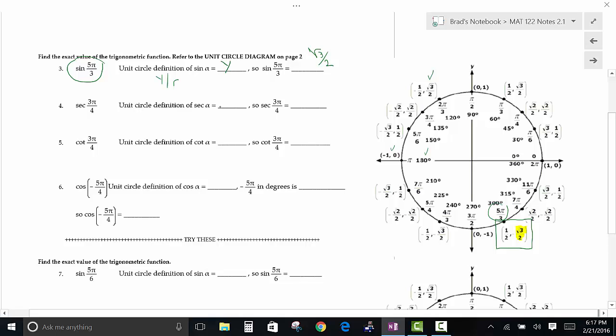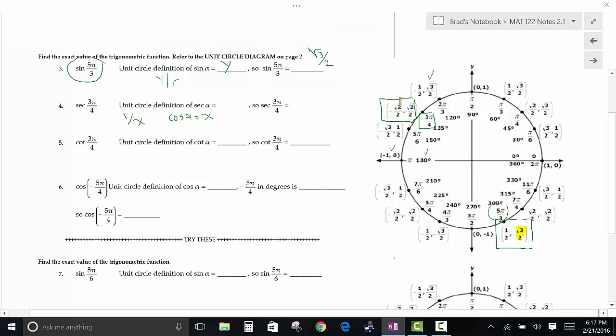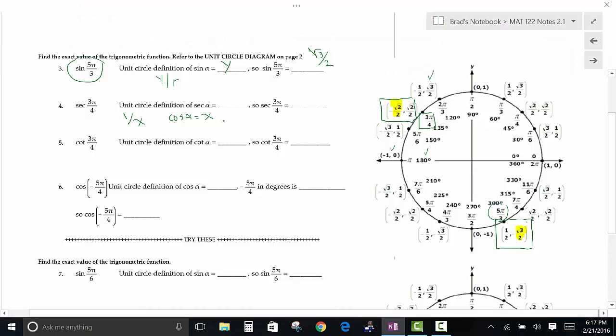Okay, now if you want to go down and look at the secant, by definition it is going to be 1 over x. And remember, in a unit circle, the cosine of alpha is just going to be the x value. So what we need to do is locate that angle 3 pi over 4, and then look at this point, and the cosine of this would just be the x value. So the cosine of 3 pi over 4 would be negative square root of 2 over 2. Okay, you're in quadrant 2, and we learned that the cosine is always negative in quadrant 2.